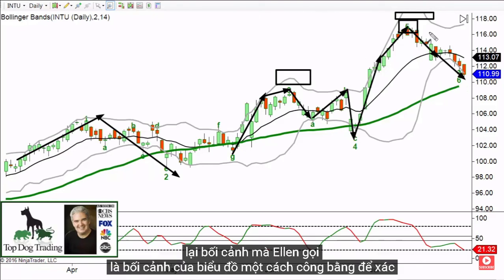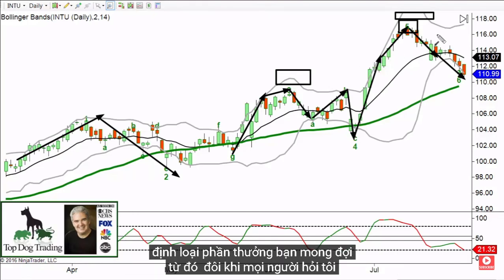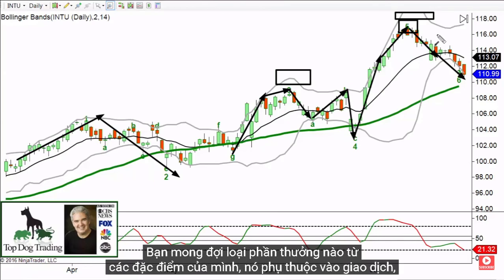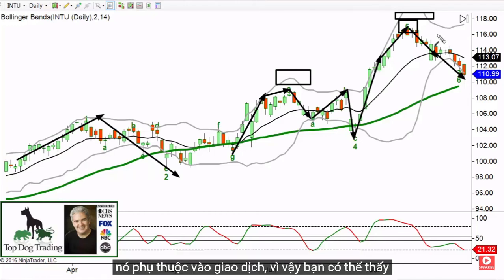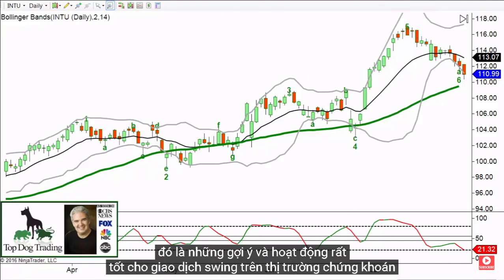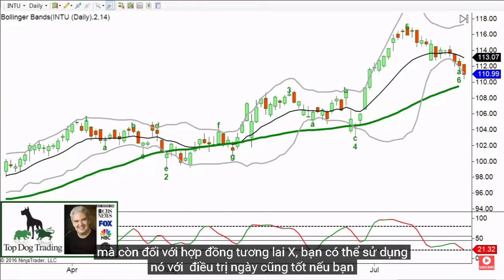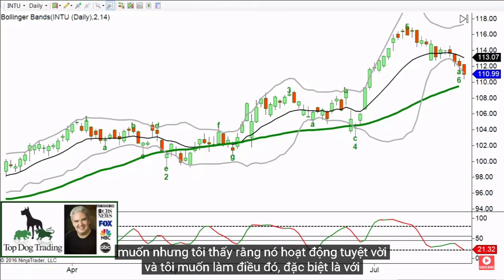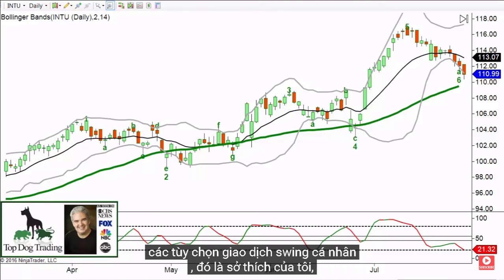And so you've got to look at the context again, what Alan Farley calls the landscape of the chart, to determine what type of reward you would expect out of this. Sometimes people ask me, well, what type of rewards do you expect from your trades? It depends on the trade, right? Depends on the trade. So there you go. Those are the pointers, and works very well for swing trading the stock market, but also Forex, futures. Yes, you can use it with day trading as well if you'd like to, but I find that it works great, and I like to do it especially with options for swing trading personally. That's just my preference.